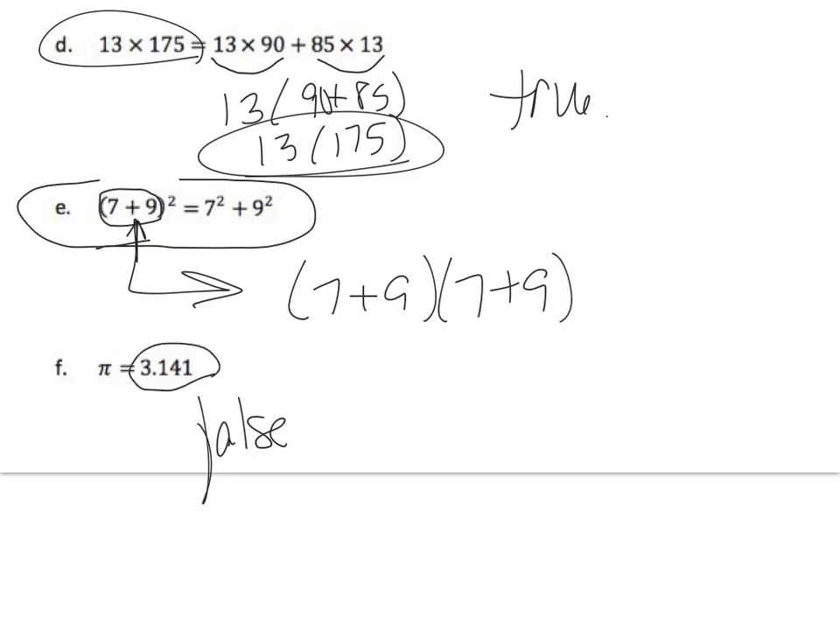Pi is an irrational number that goes on forever, so I cannot truncate the decimals at all and get a correct answer. Oh, sorry. False. Okay, so I'm on F. We're going to do the next few. I'm going to write true or false, but I'm going to push pause.